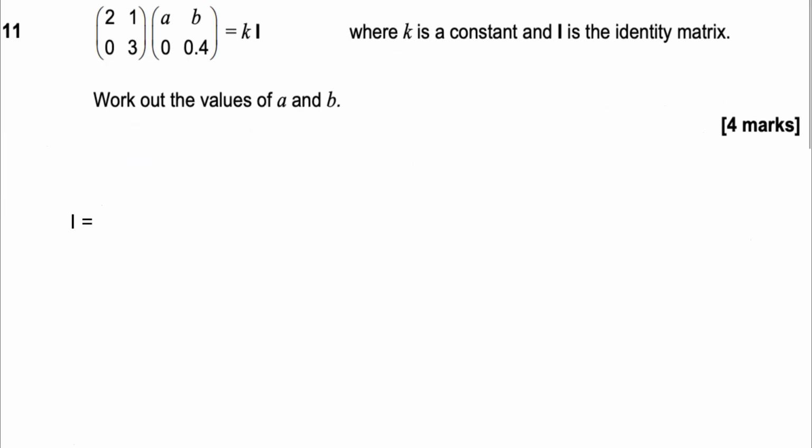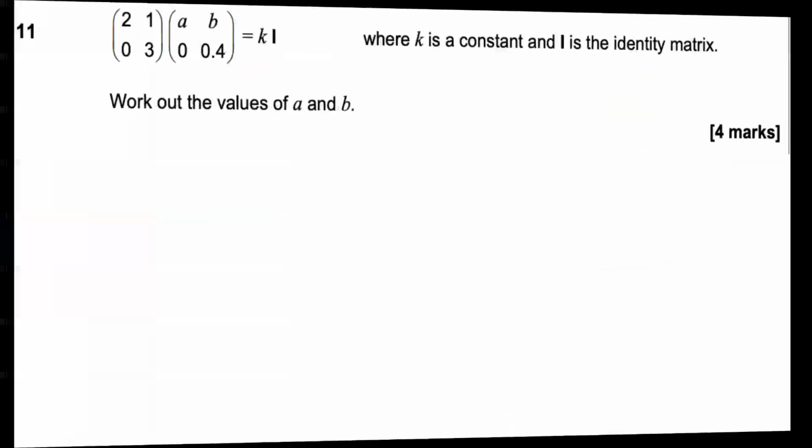So first, let's see what I is, the identity matrix. Since it's a 2 by 2 matrix, it would be 1 0 0 1. And if we multiply k by it, the 1s become ks.